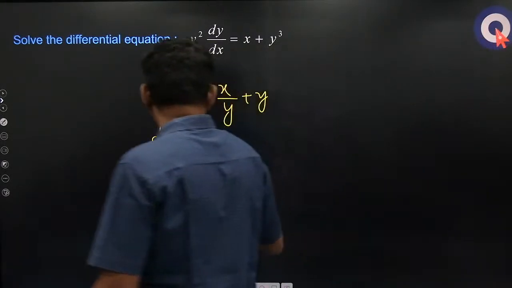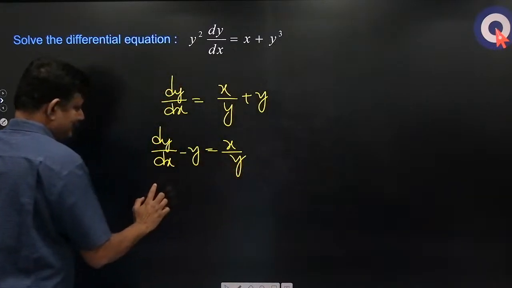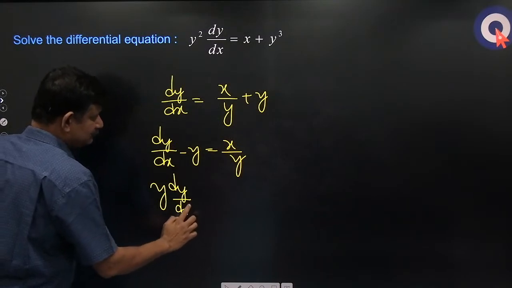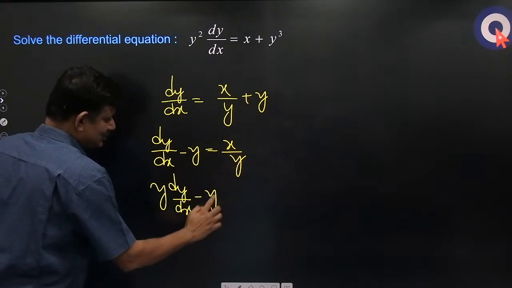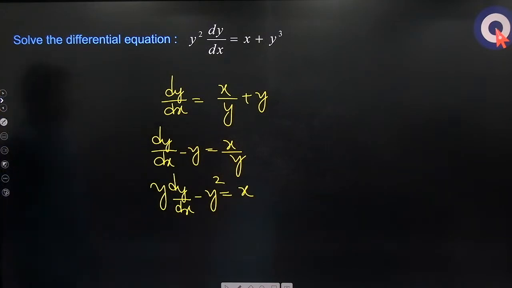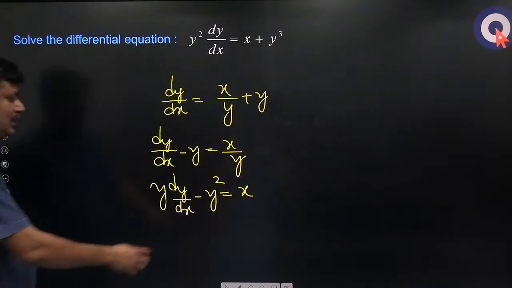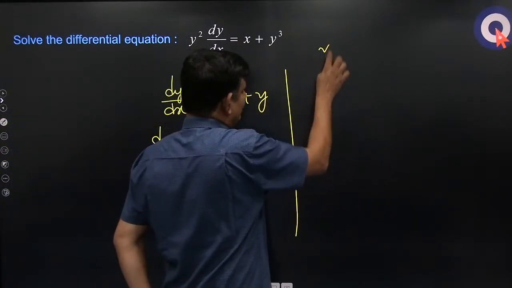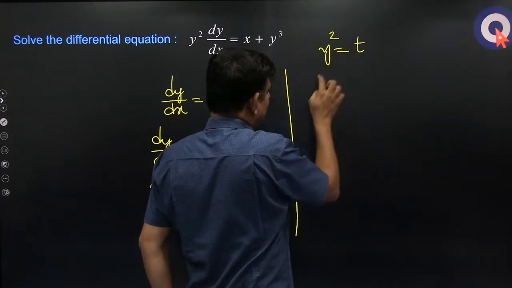So what I have to do? Bring this y to the other side. y dy by dx minus y square is equal to x. Now what you have to do? This y square, put it equal to t.